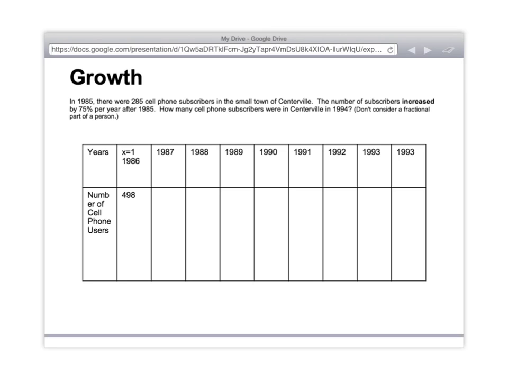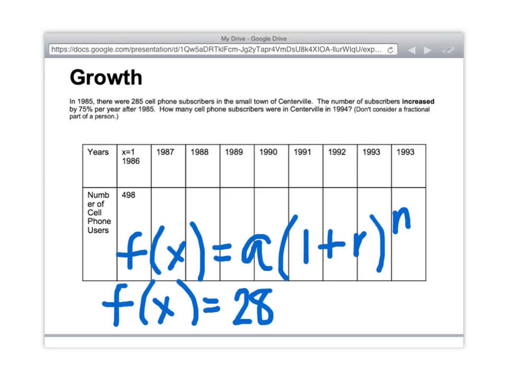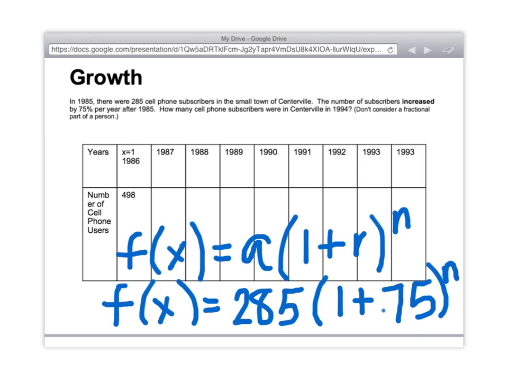So our general equation is f of x equals a times 1 plus r to the n. My f of x would be my starting value, 285, times 1 plus my rate, 0.75, to the n. Now, if I substitute in 1 year, I will end up with 498 subscribers. And I want to know how many there'll be in 1994.